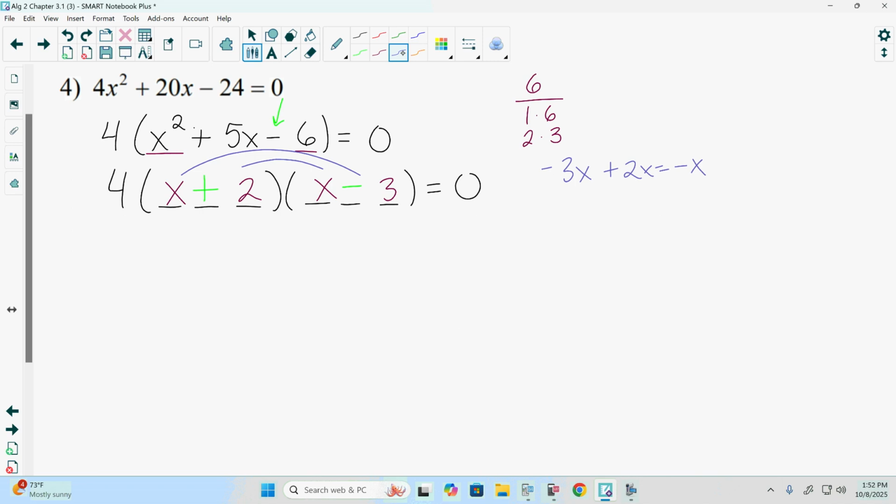Because if we switch it, x times negative 2 is negative 2x. 3 times x would be positive 3x. And negative 2x plus 3x would give us a positive 1x, which is also not the middle term we wanted.